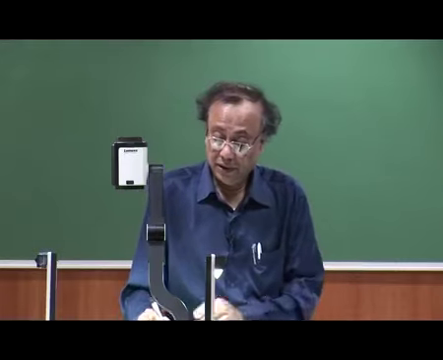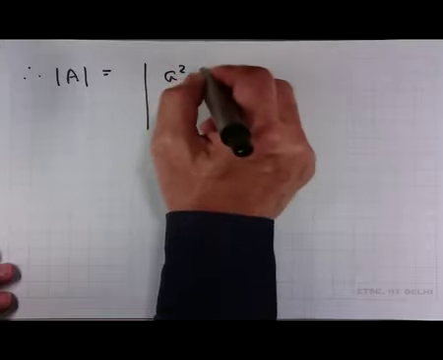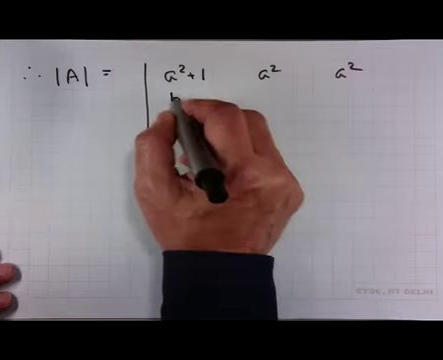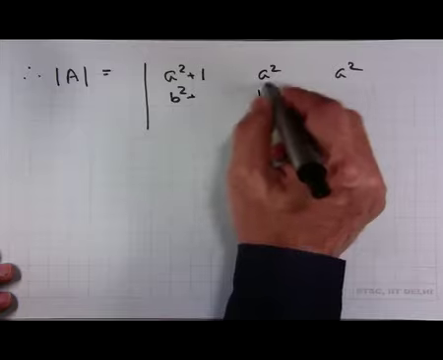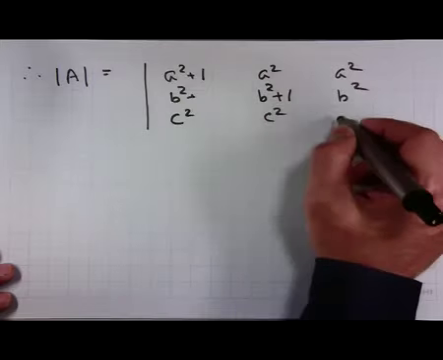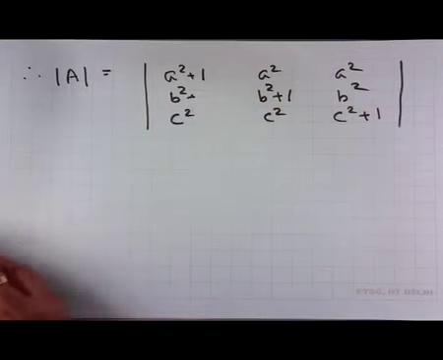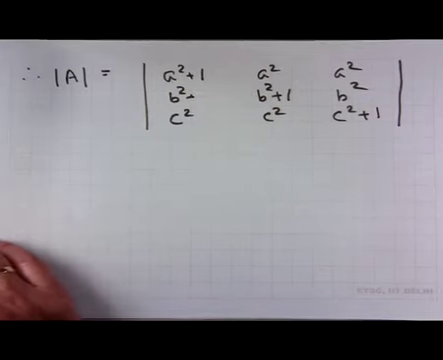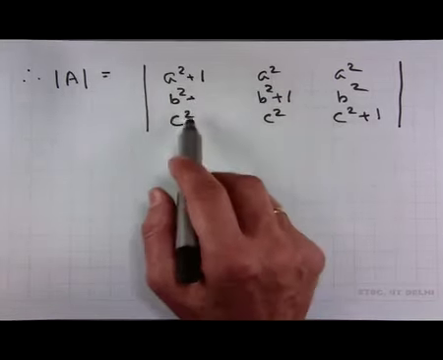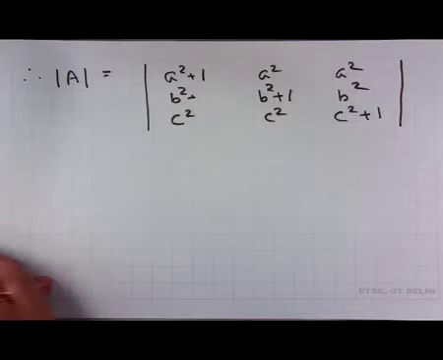Therefore, determinant of A is same as determinant of a square plus 1, a square, a square; b square, b square plus 1, b square; c square, c square, c square plus 1. Still, we find that none of the rows we can break up as sum of 2, none of the columns we can break up as sum of 2 elements. So, we cannot simplify it in that way.